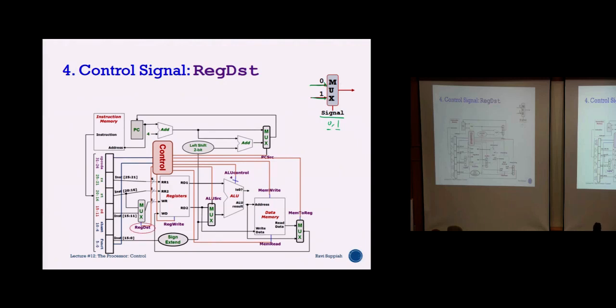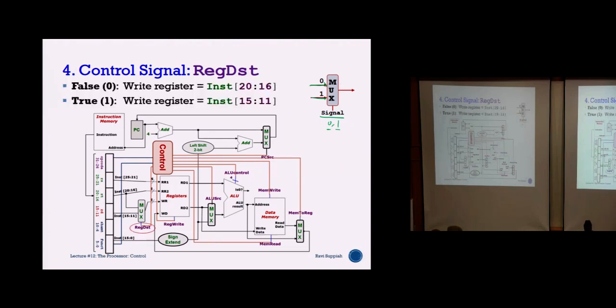So for register destination, how will I connect it? I know that instruction bits 20 to 16 will come to the top, and instruction bits 15 to 11 will come to the bottom here. Now if I say that the multiplexer is numbered 0 on top and 1 below, what does that mean?